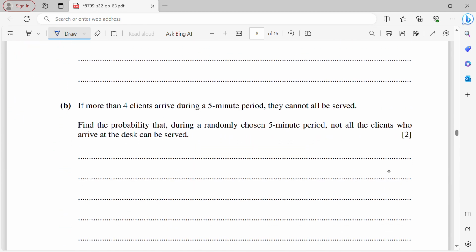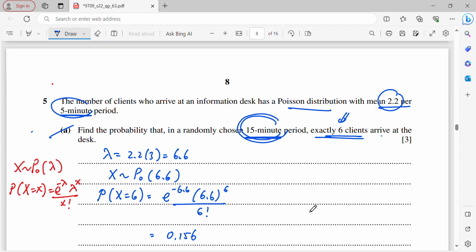Okay, now B, if more than 4 clients arrive during a 5-minute period, they cannot be served. Find the probability that during a randomly chosen 5-minute period, not all the clients who arrive at the desk can be served. That means it will be more than 4 clients. Alright? So now I will write Y, because just now I used X for the 15 minute period. So now let Y be the 5 minute period. So the mean will be 2.2.